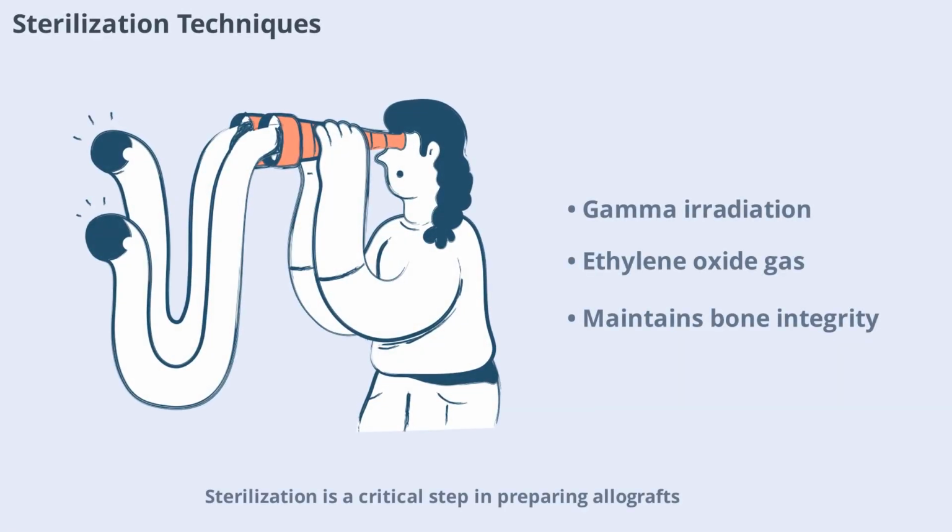Sterilization is a critical step in preparing allografts. Common methods include gamma irradiation, ethylene oxide gas, and autoclaving. Each technique is designed to eliminate bacteria, viruses, and other pathogens without damaging the bone's structure or proteins. Proper sterilization ensures that allografts are safe for transplantation.